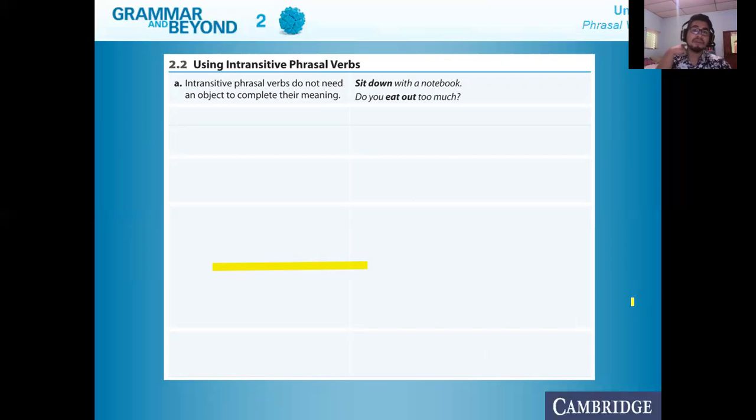unless you want to be extra specific. Do you eat out too much? Eat out. Can we answer the question what or who? No, right? We can answer the question where. Where do you eat out? Or when do you eat out? But not what or who.